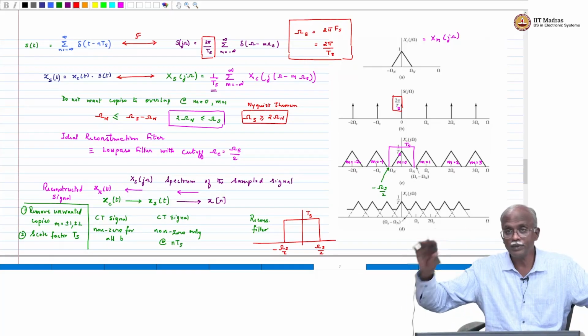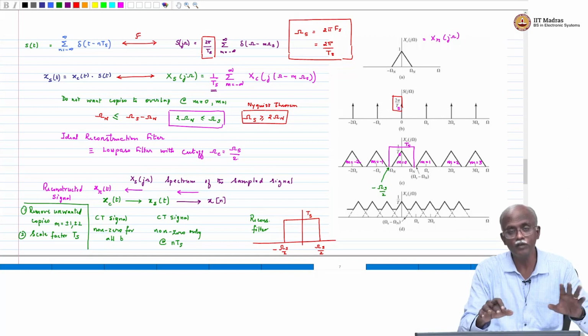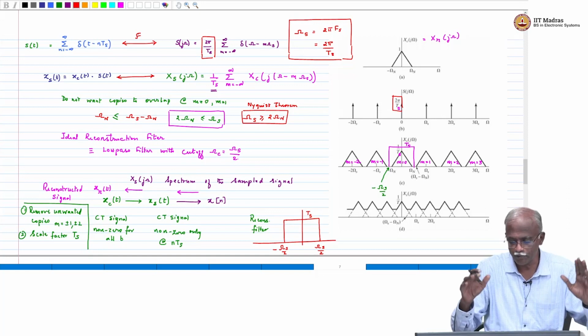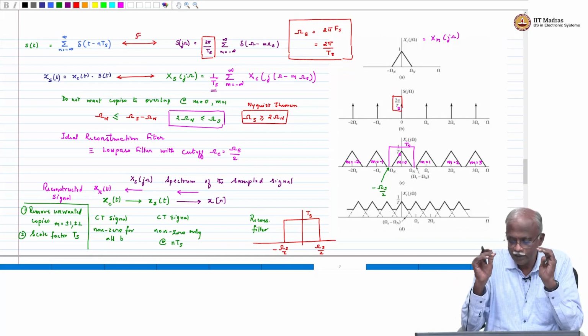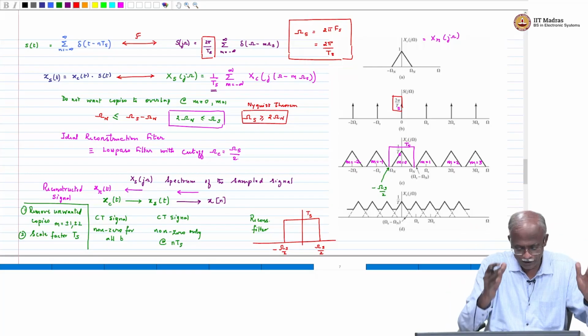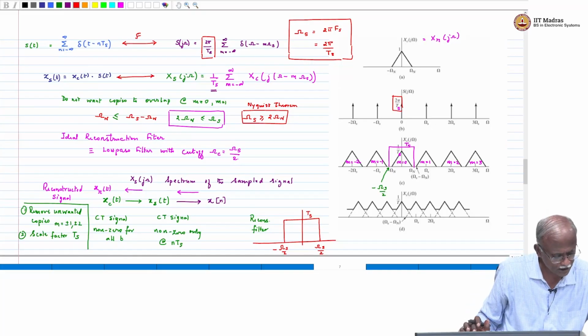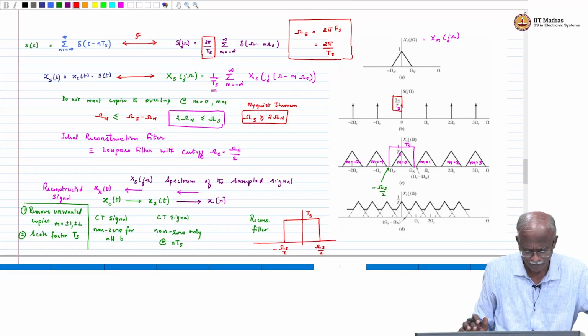How you get many copies, what is the scale factor, why did the scale factor come out to be 1 over Ts, all of that was explained in the mathematical framework. Now, given that you have Xs of j omega, how do we get back the original spectrum? You pass it through a low pass filter with these characteristics, and this is the reconstruction process.